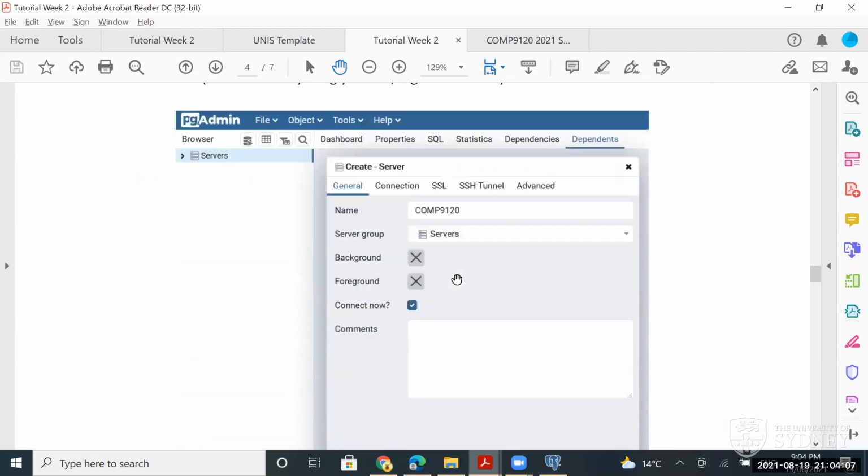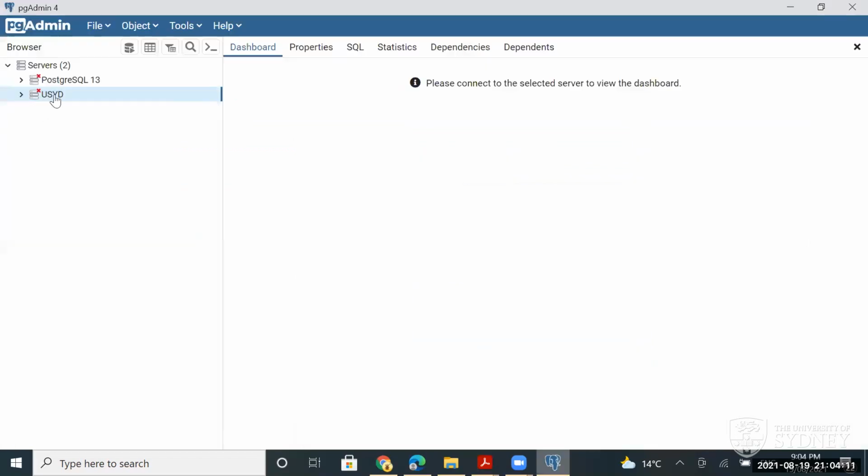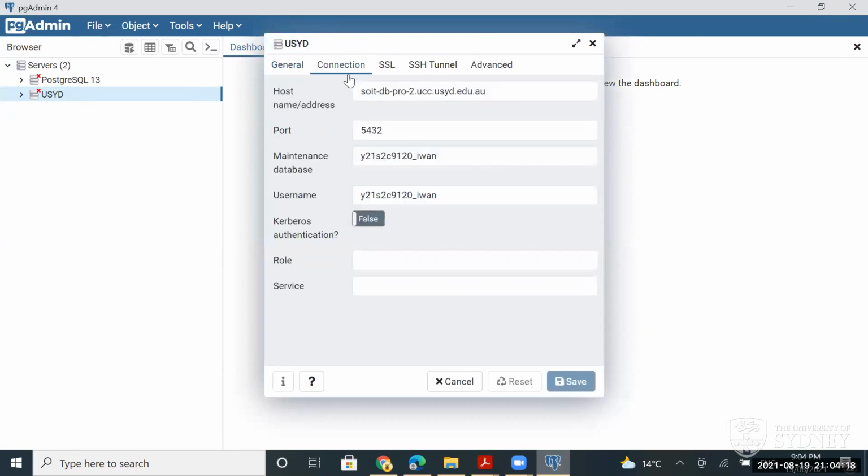And so that's the details you need to enter. I can actually show you here under properties. I created this new server. Under connection, you can see here that I'm using this host. Leave the port number as is.